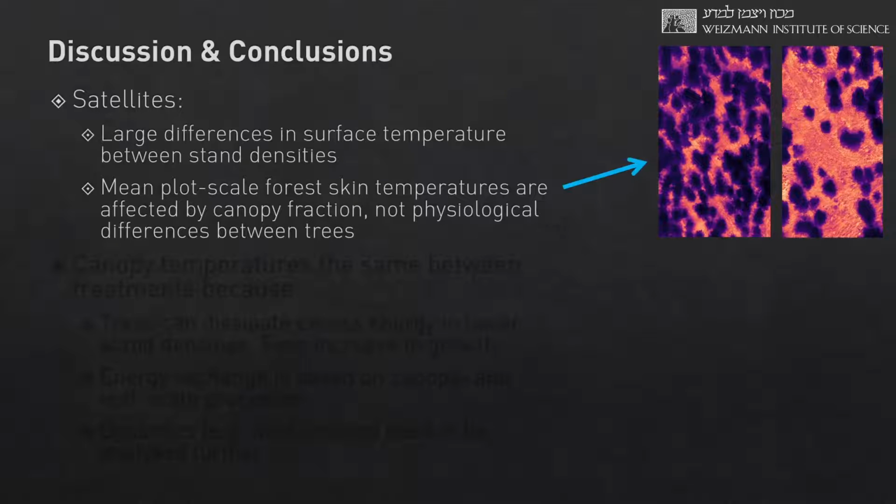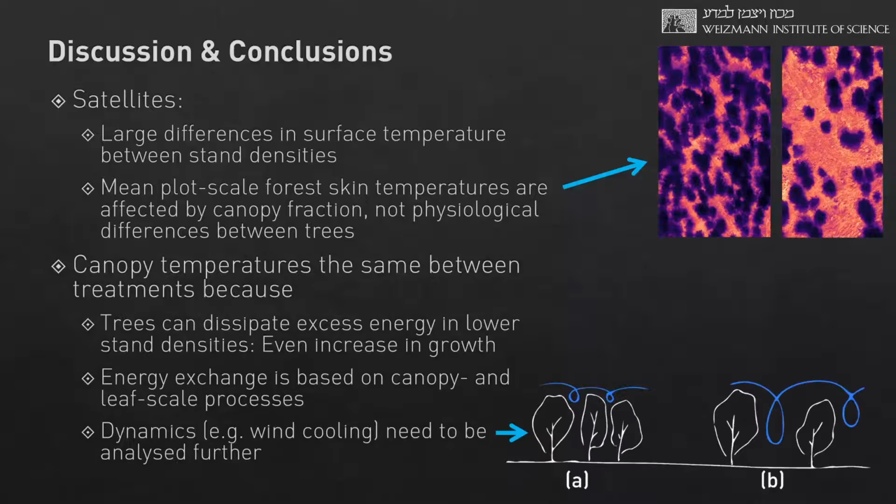What it means is that when we look at remote sensing data from satellites, for instance, large differences in surface temperatures would be seen between the different stand density treatments. But this is not necessarily a result of actual physiological differences, but rather one of canopy fraction. Now, canopy temperatures were shown to be about the same between all the different stand density treatments, and this could be simply a reason that all those different trees were able to dissipate the excess energy to the same level, and even in lower density treatments, increase in growth.